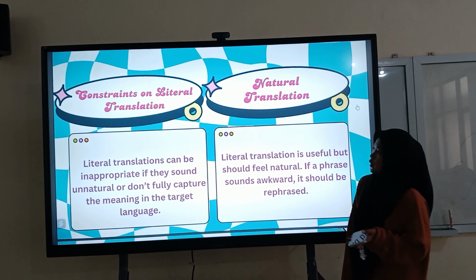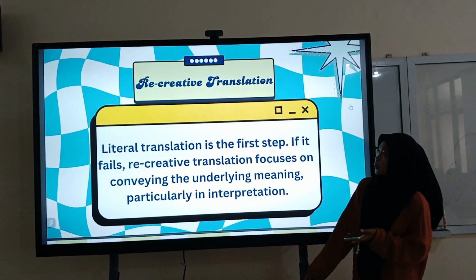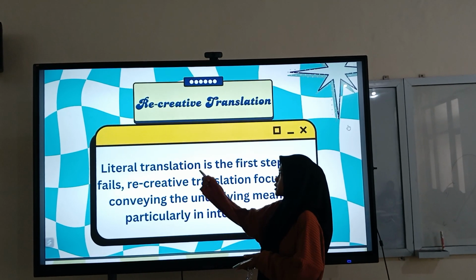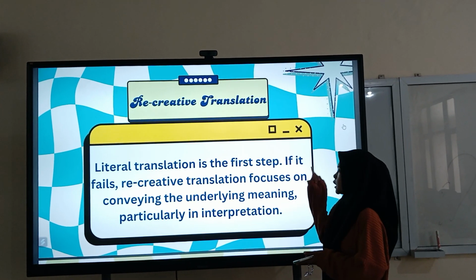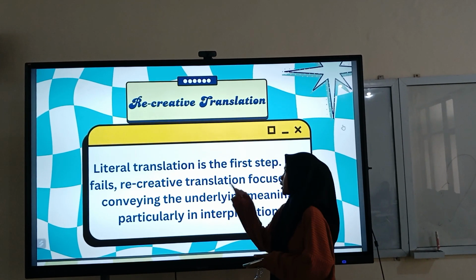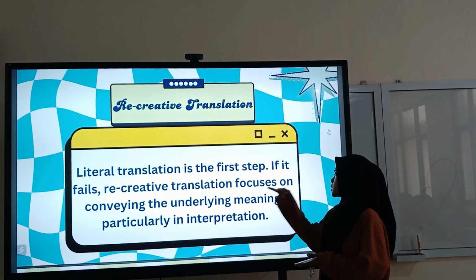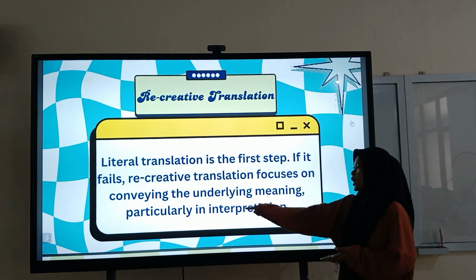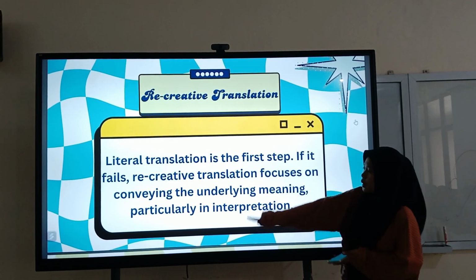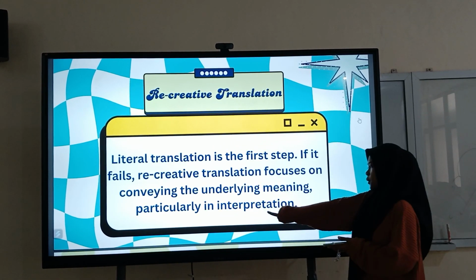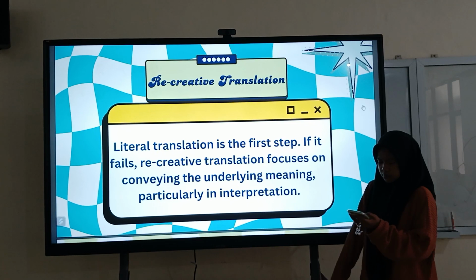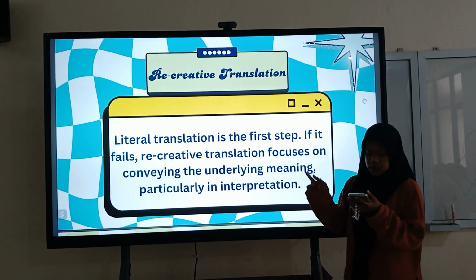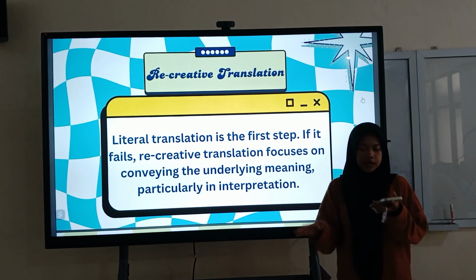And the last is recreative translation. Literal translation is the first step. If it fails, recreative translation focuses on conveying the underlying meaning, particularly in interpretation. Literal translation that needs to be changed to something more creative.